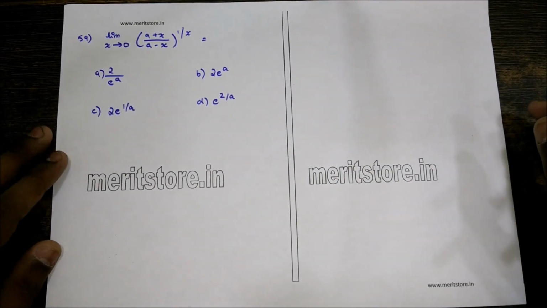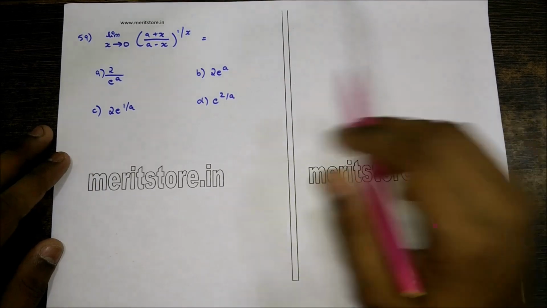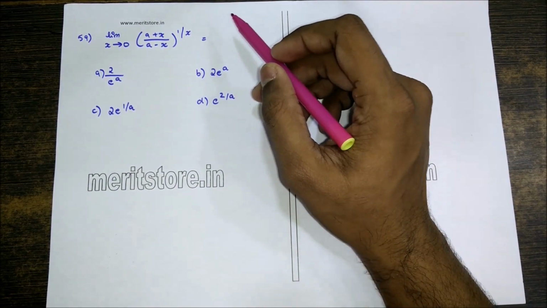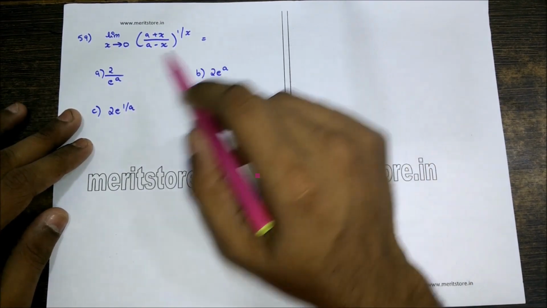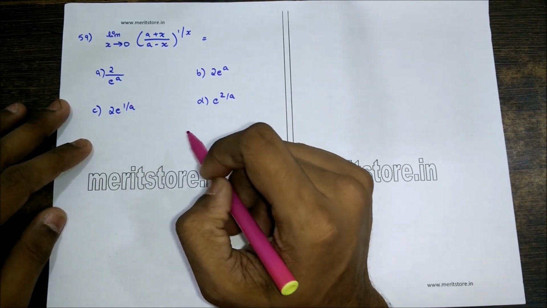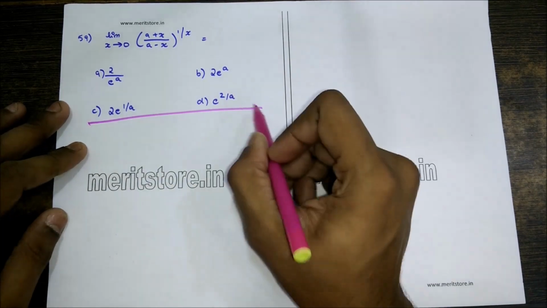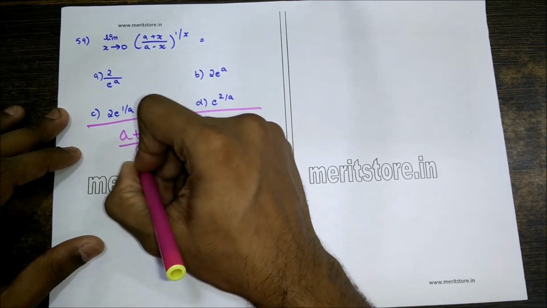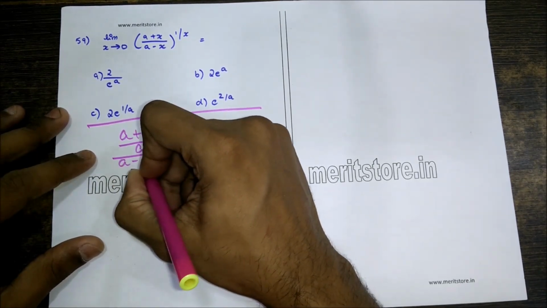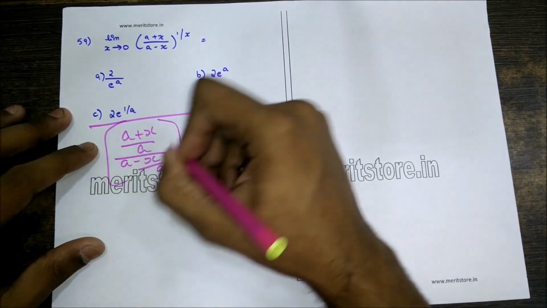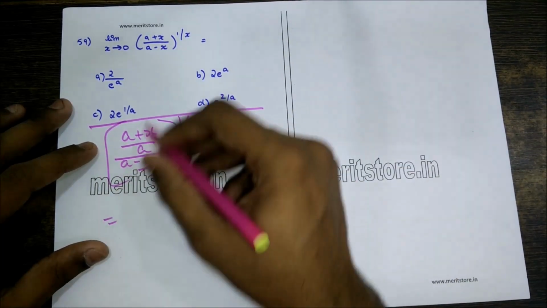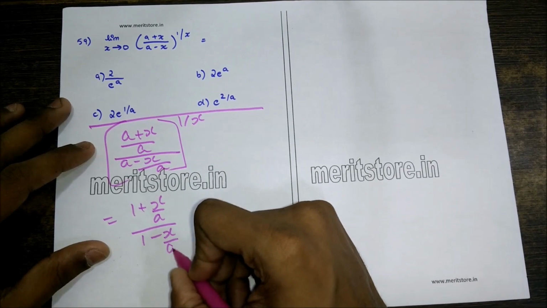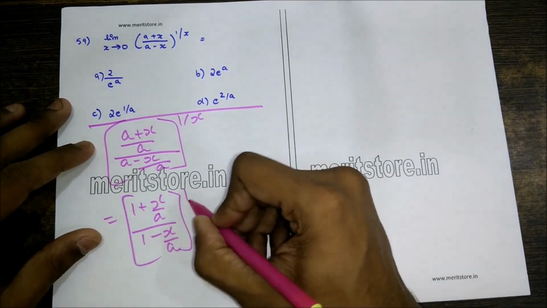Limit of x tends to 0 of (a plus x) upon (a minus x), the whole raised to 1 by x equals: a) 2 by e raised to a, b) 2e raised to a, c) 2e raised to 1 by a, or d) e raised to 2 by a. We could write this term as (a plus x by a) upon (a minus x by a), the whole raised to 1 by x. Now solving this, we get (1 plus x by a) upon (1 minus x by a), the whole raised to 1 by x.